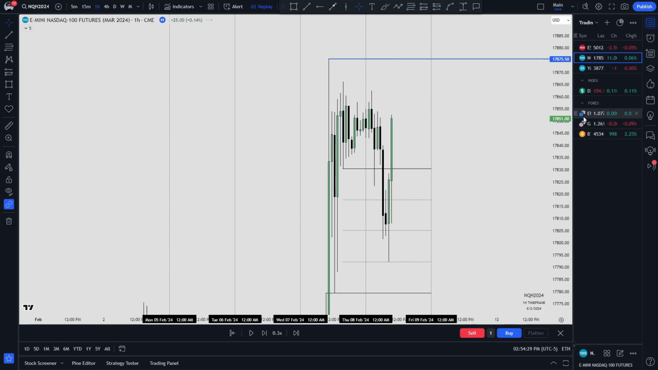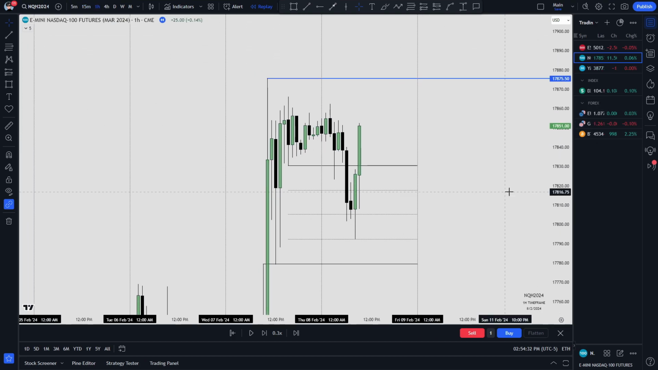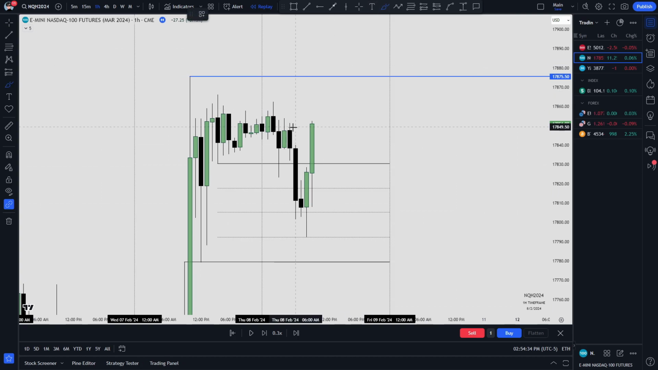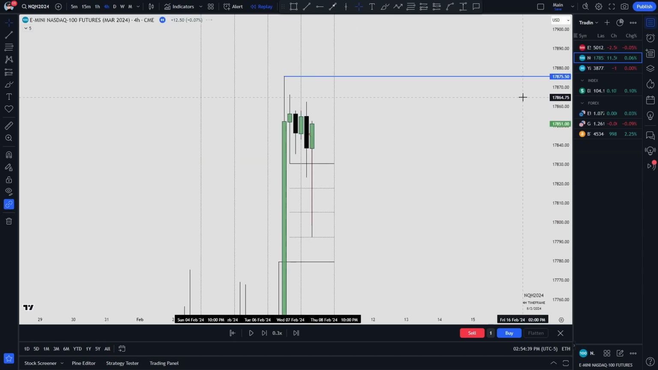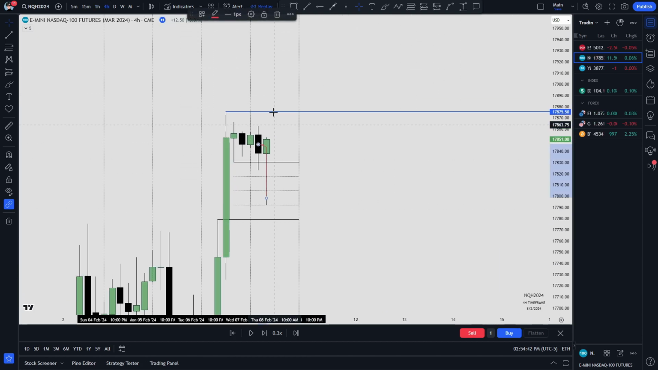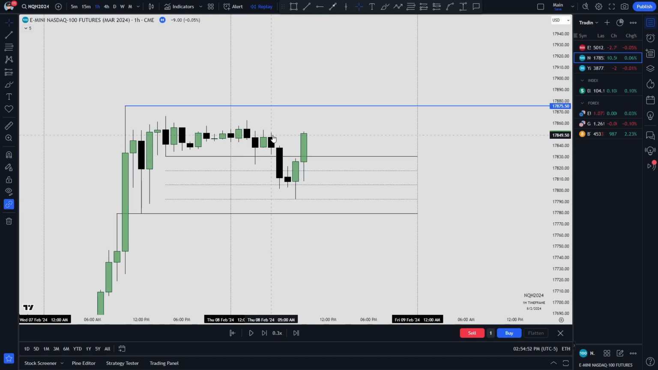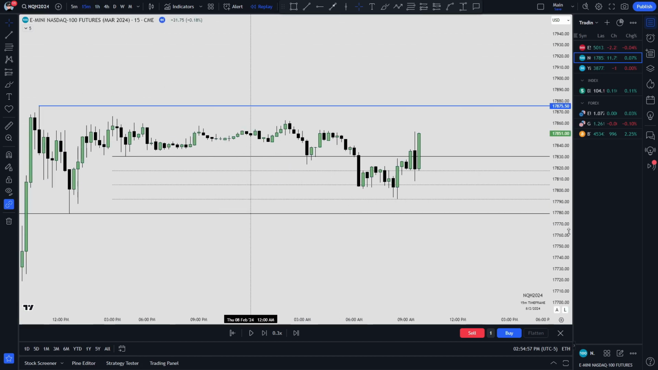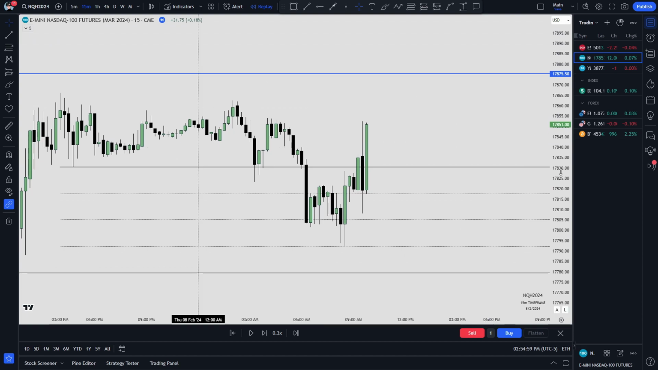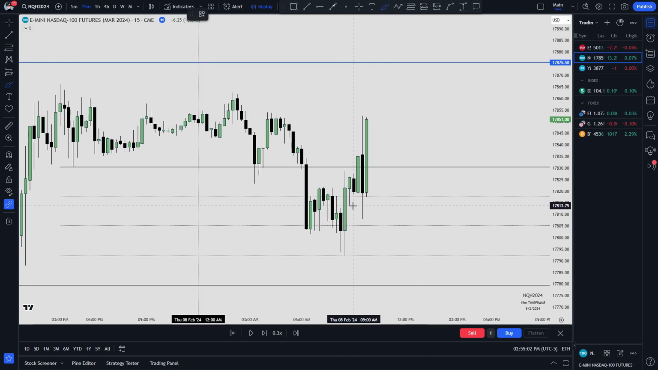First things first is, where have we come from? We've come from up here, down here, into a H4 fair value gap. So now this is a higher time frame fair value gap, a 4-hour fair value gap. So we've come from up here down to a support level, right? So that's where we've come from. Where are we at now, right? We've come down into the support level, right?